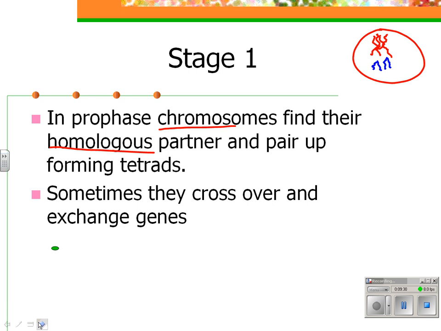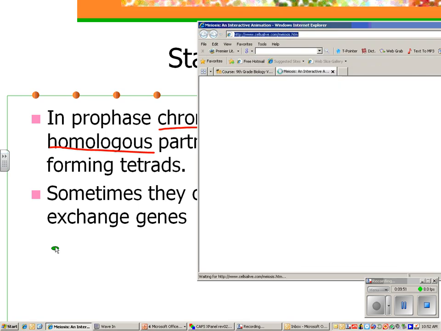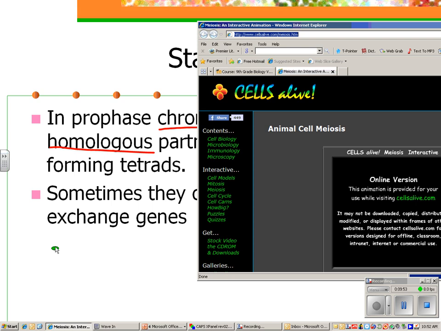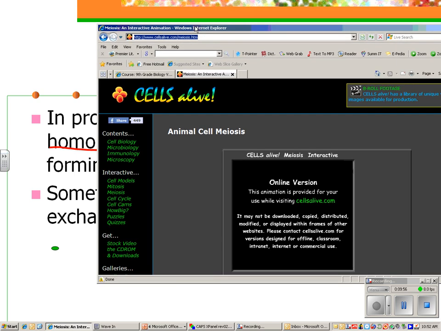Sometimes, when they do this, they will cross over. They'll overlap each other, and this chromosome will end up with a piece from that chromosome, which makes their genes a little different. We'll talk about that a little bit later. Okay, and you can go to this web page that I just hyperlinked on your notes and view it. I'm not sure it will show up very well if I do it on the video.